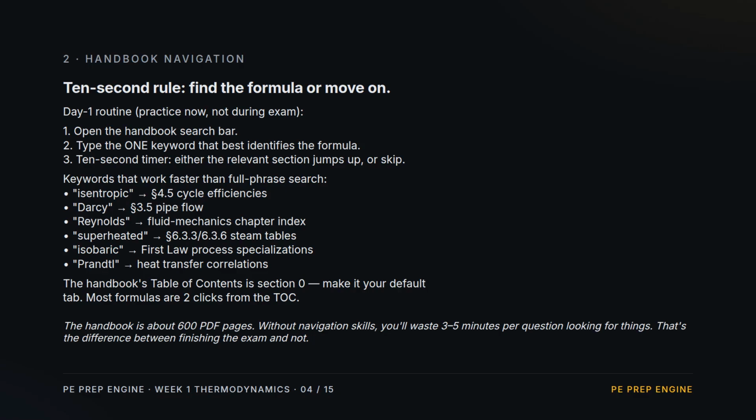Handbook navigation, the highest leverage exam skill. The 10-second rule: find the formula in 10 seconds, or skip and flag. Search one-word keywords: isentropic, Darcy, Reynolds, superheated, isobaric, Prandtl. One usually jumps straight to the section. Keep the table of contents as your default tab. Most formulas are 2 clicks away. The handbook is 600 pages. Without these skills, you burn 3 to 5 minutes per lookup and run out of time.